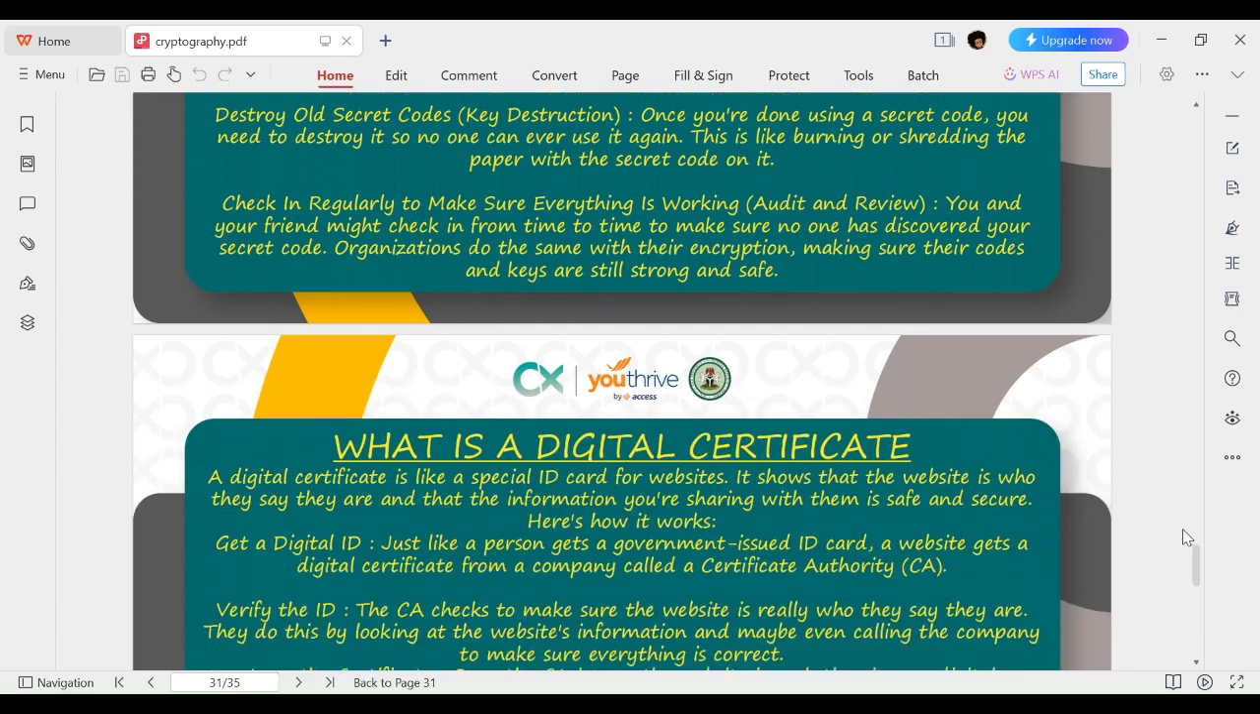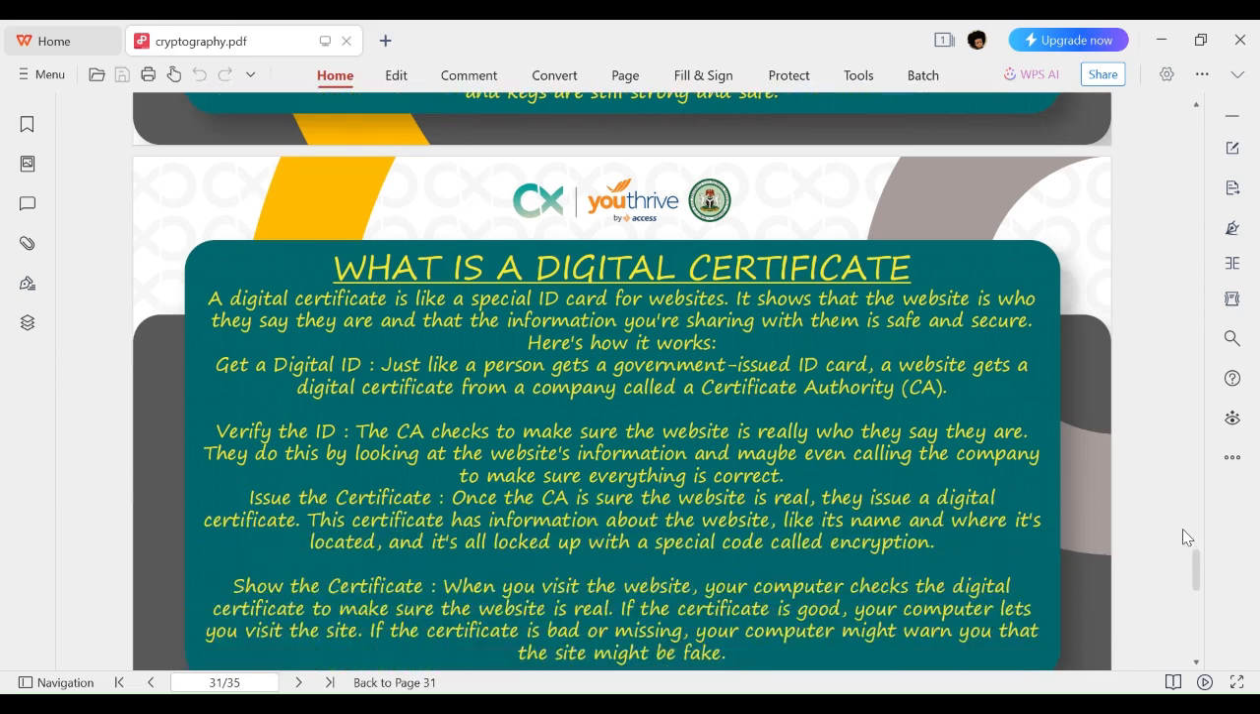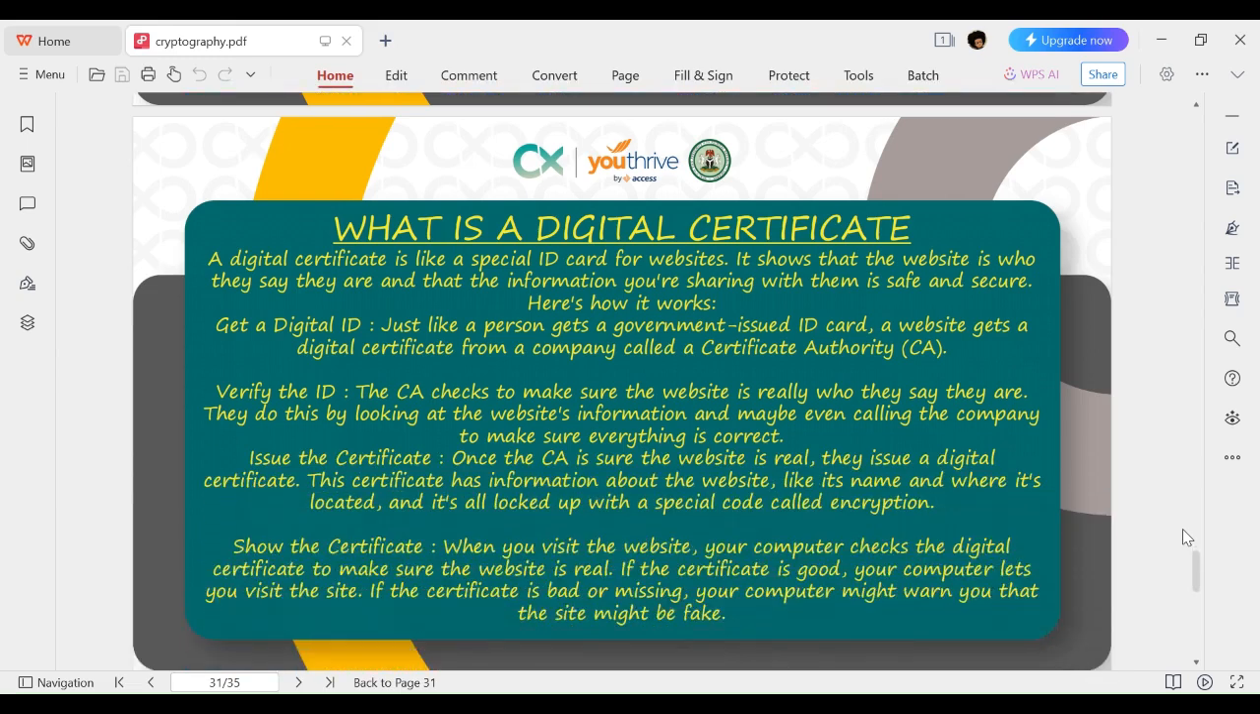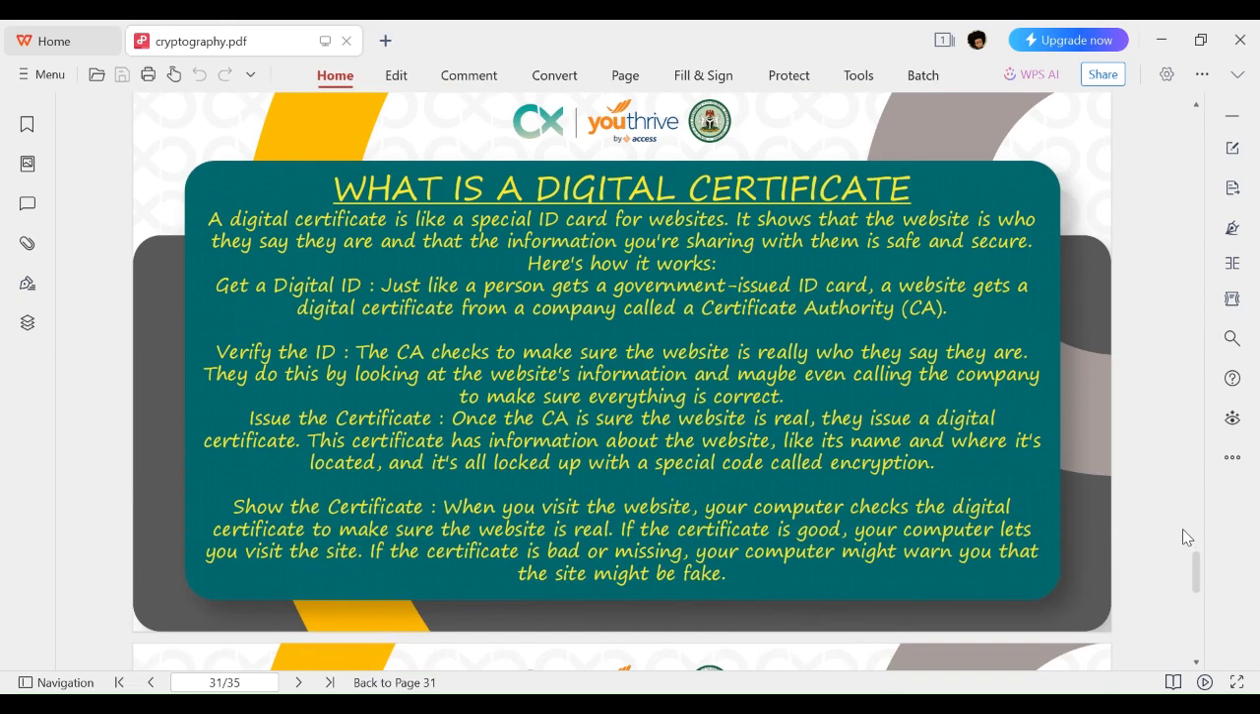So, what is a digital certificate? We did the practical as well. What we created was a self-signed digital certificate. The one we created is mostly used by website developers, so it doesn't need a certificate authority.